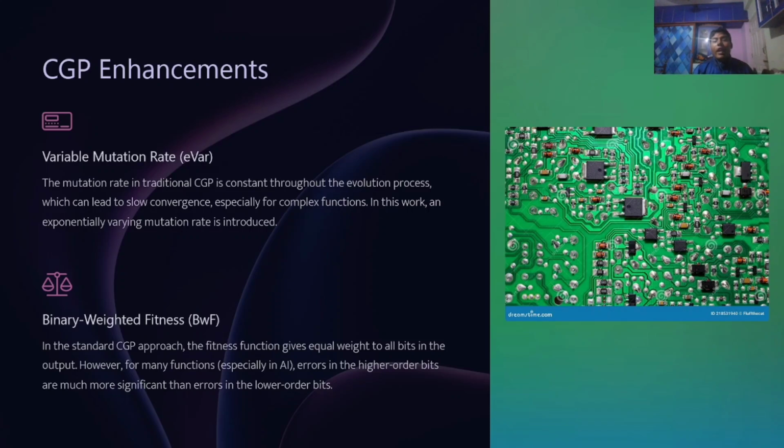CGP enhancement: exponentially varying mutation rate, EVR. The mutation rate in traditional CGP is constant throughout the evolution process, which leads to slow convergence, especially for complex functions. In this work, an exponentially varying mutation rate is introduced.